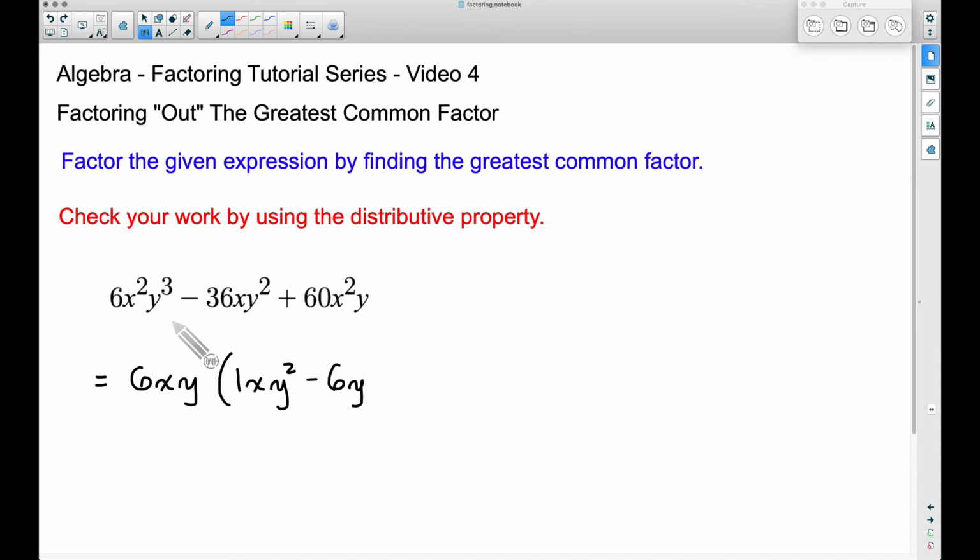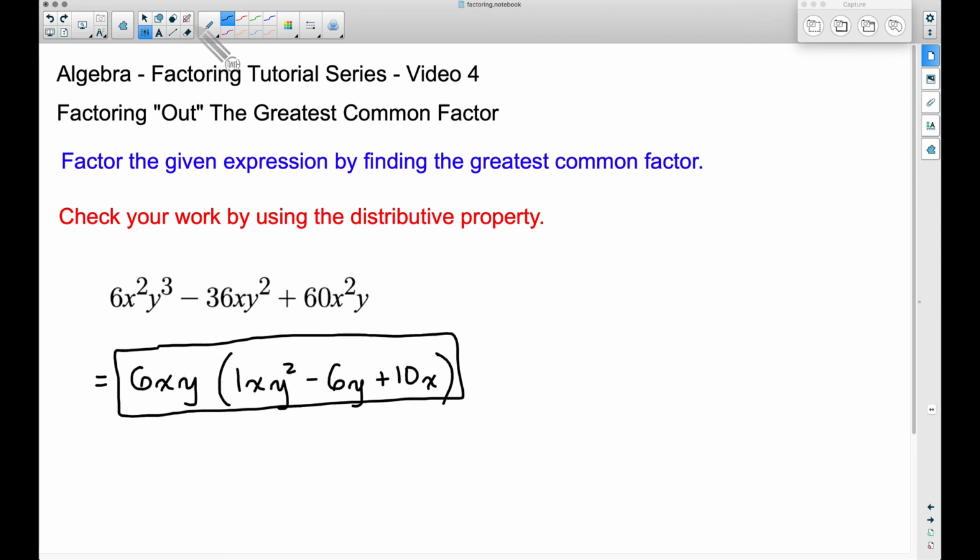Finally, this last term, if we take 6 times a +10, we get +60. X times another x will give us x squared, and then y times, we don't need any more y's here because y times no more y's gives us that single y there. Therefore, this is our final answer. And we could make one adjustment to this. We could actually erase this 1. That's an understood 1 right there, and that answer is totally fine as well.